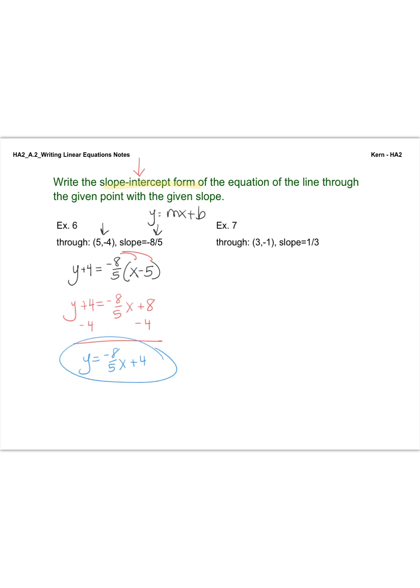All right, see if you can try this example 7 on your own, doing the exact same thing we just did. So we have y plus 1 equals 1/3 times x minus 3. We distribute, so y plus 1 equals 1/3 x minus 1. We subtract 1 from both sides, so we get 1/3 x minus 2.